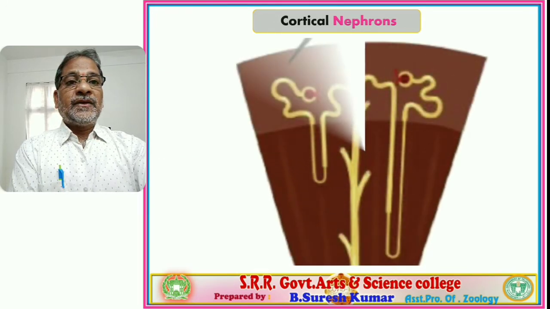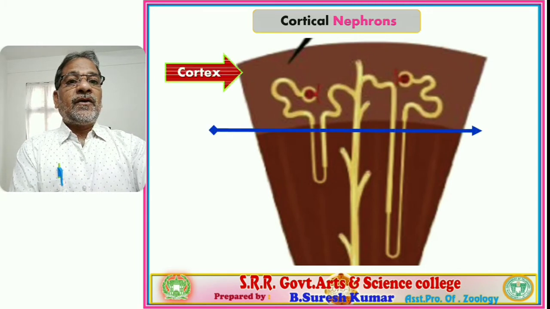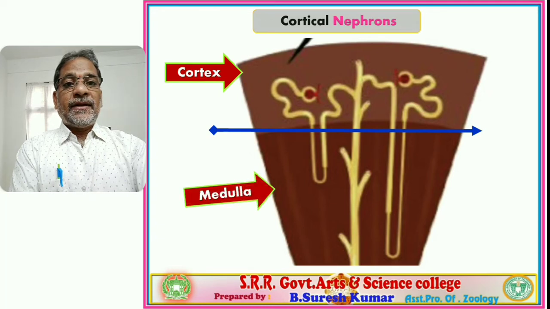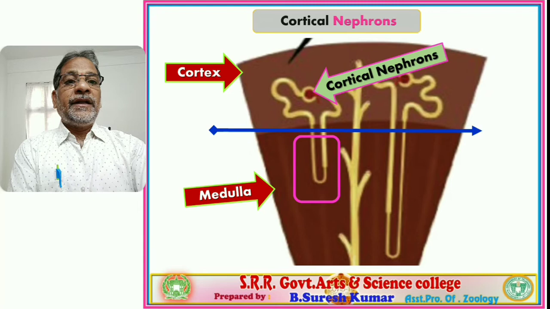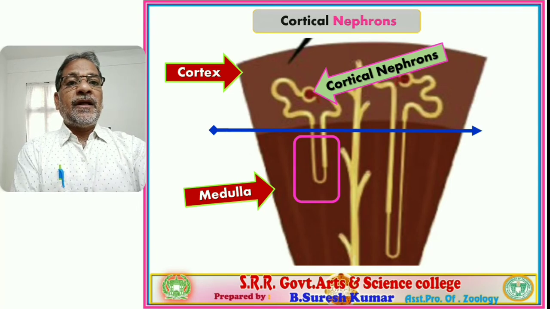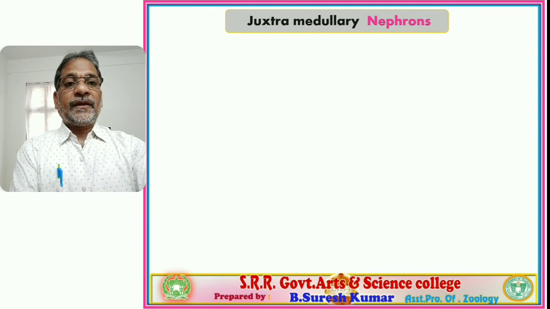You verify these cortical nephrons in the visual representation. So this is the outer cortex region and inner medulla region. So these are cortical nephrons and their loop of Henle is too short, with a little portion present in medulla and a little portion in cortex. Followed. Right. Next, vasa recta is absent.